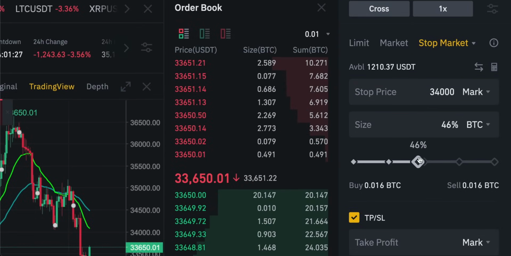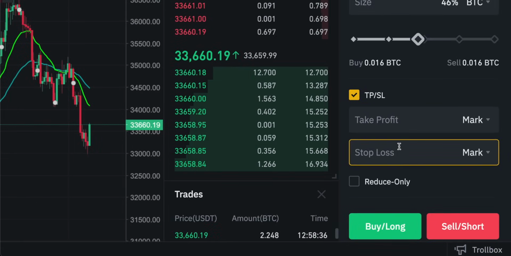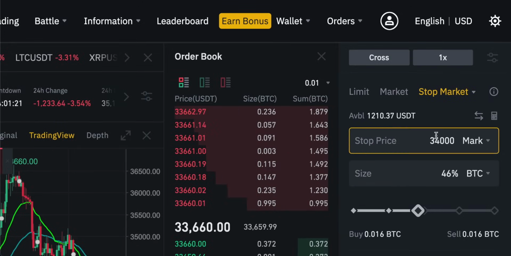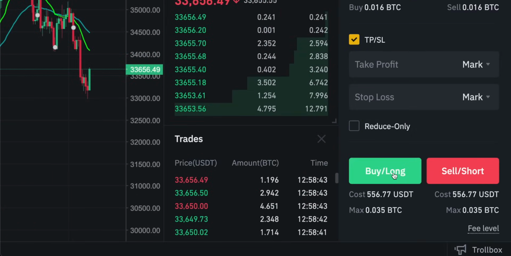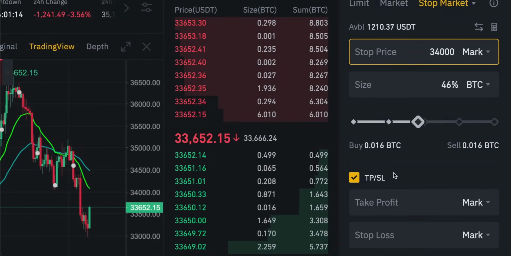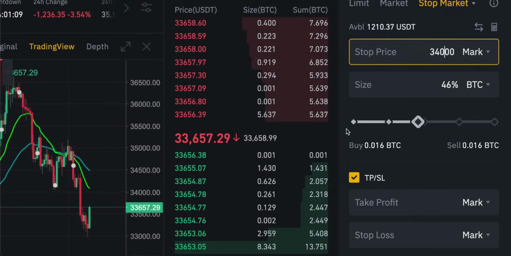So we can put, let's say, half of our collateral up. We can put some take profit and stop losses in that we want, but we're telling the system only when the price gets to 34 do I want to go long. Of course, now the price is 33.6. So why wouldn't you just want to go long at a cheaper price? Well, again, it's used for breakouts.